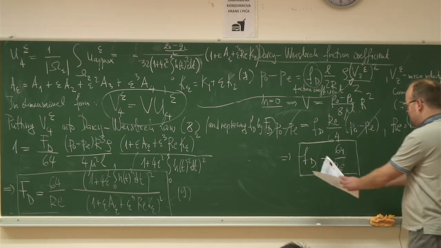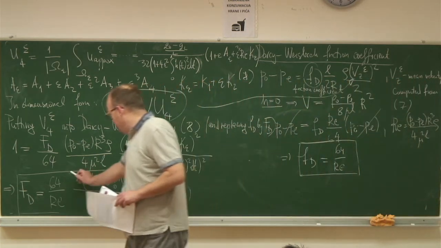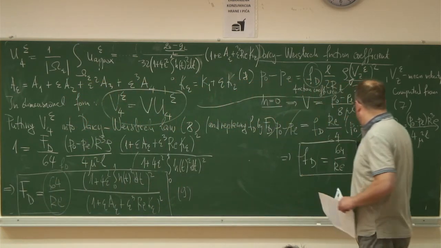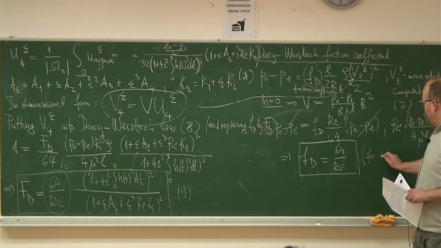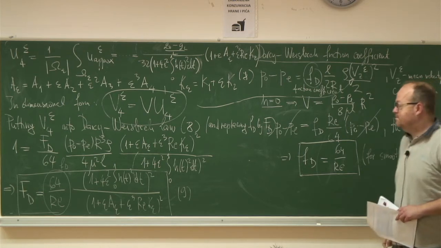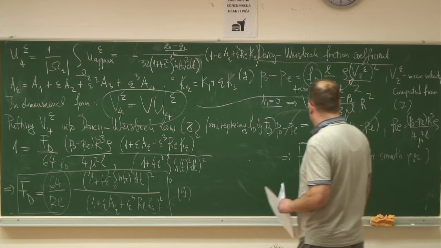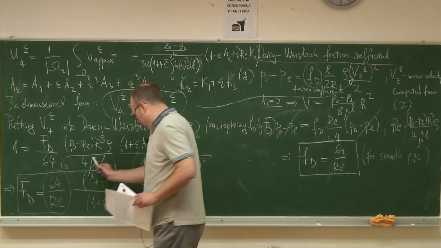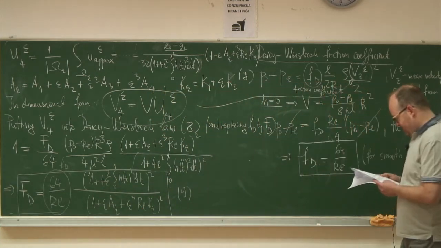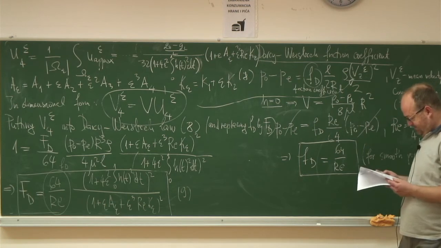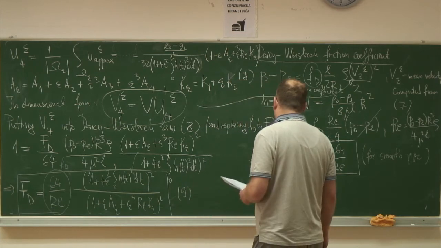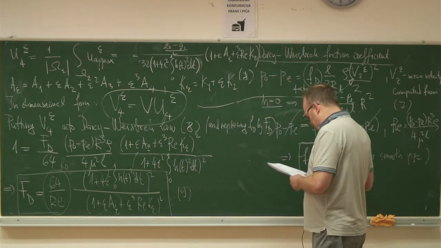So if you compare this with this, then here you have this FD, small fd, that is obtained for smooth pipe, so without roughness, okay? And obviously, this FD is corrected by this term here. Okay, and now we can deduce the following.